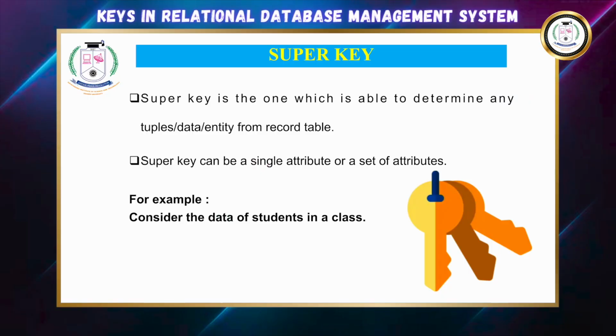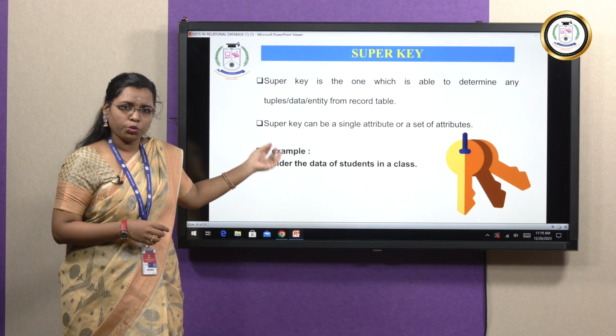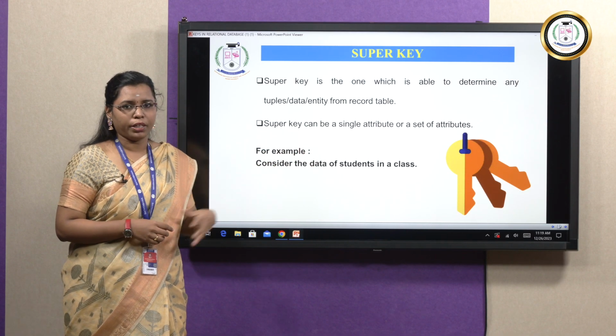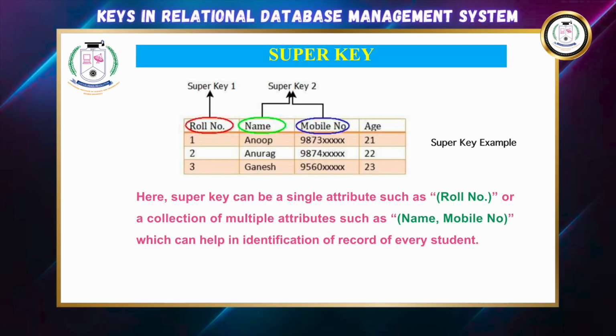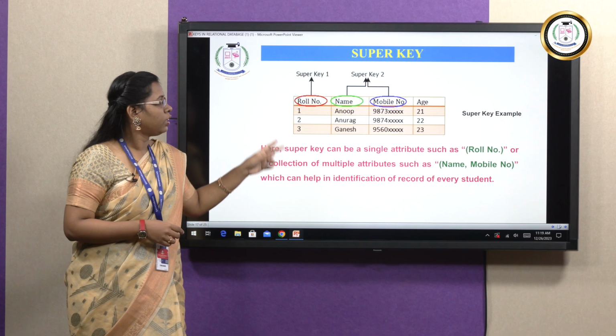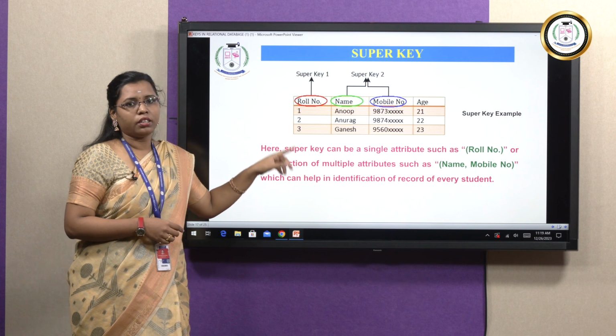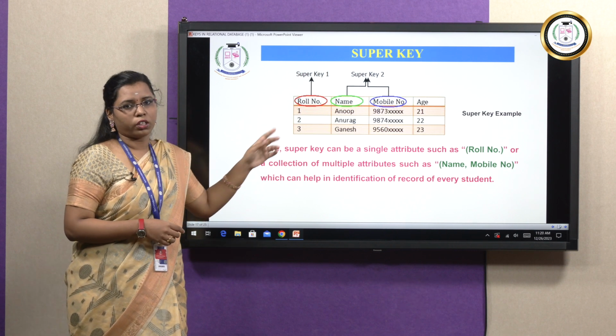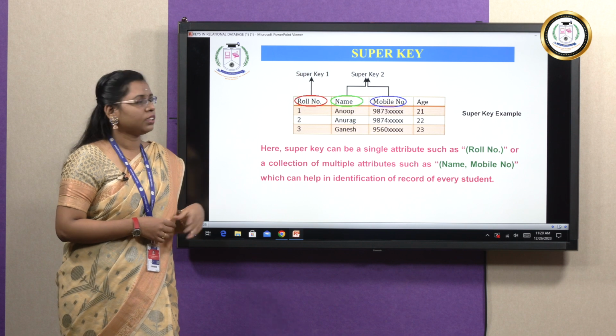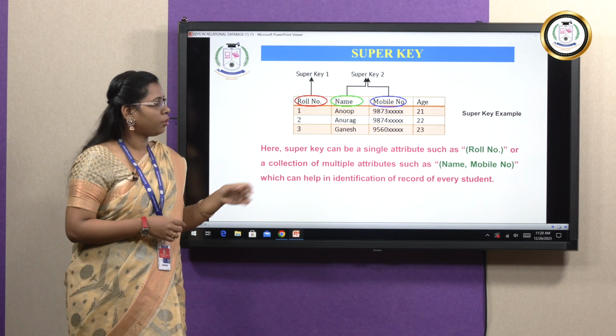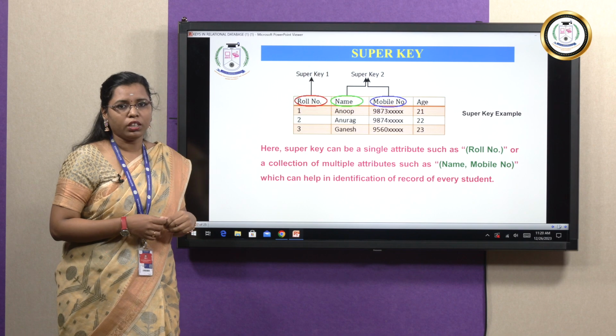The next one is super key. Here, the super key is the one which is able to determine any tuples or the data or the entities from the record table. A super key can be a single attribute or multiple attributes. So let us take a simple example of the data of students in a class. Here the roll number can be a single attribute. The next one, name and mobile number can be a combined attribute for the super keys. So here the roll number, and the name and mobile number, are examples of the super keys.